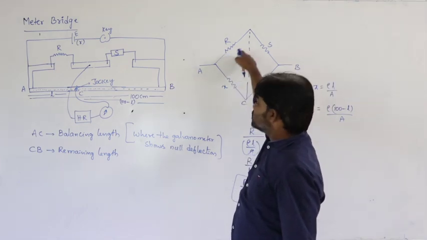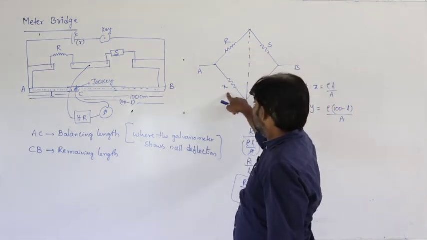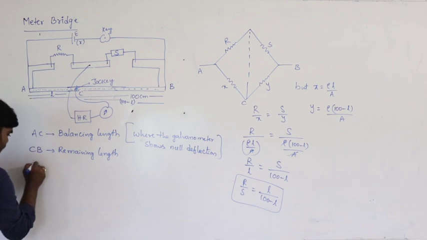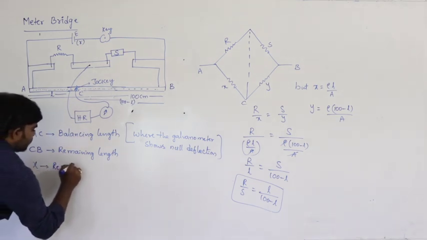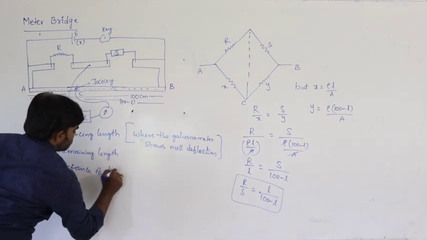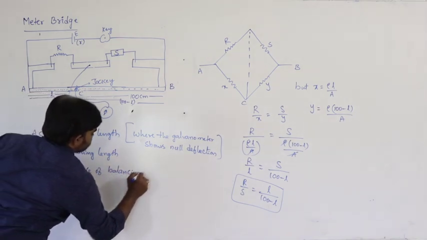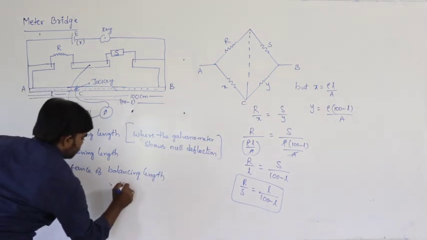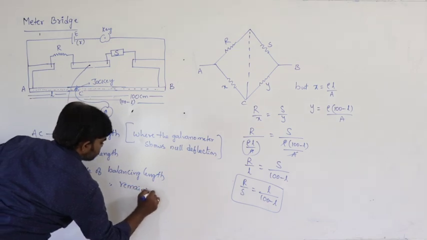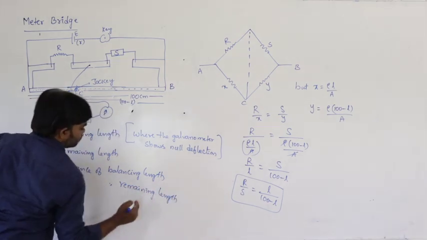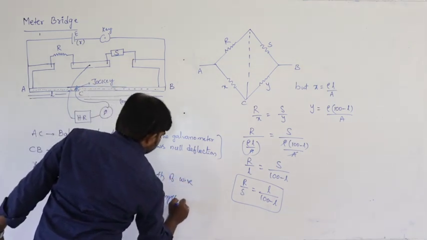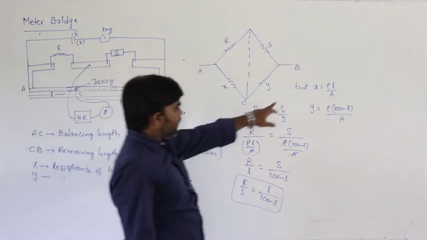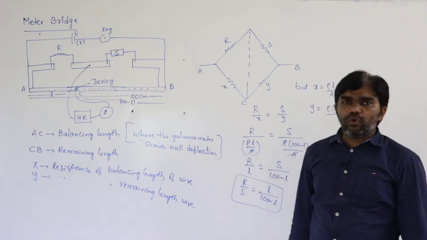So what is the Wheatstone's bridge condition? P by Q equals R by S. Here X is the resistance of the balancing length and Y is the resistance of the remaining length of wire. From this we can write X equals, using the resistance formula, rho L by A.